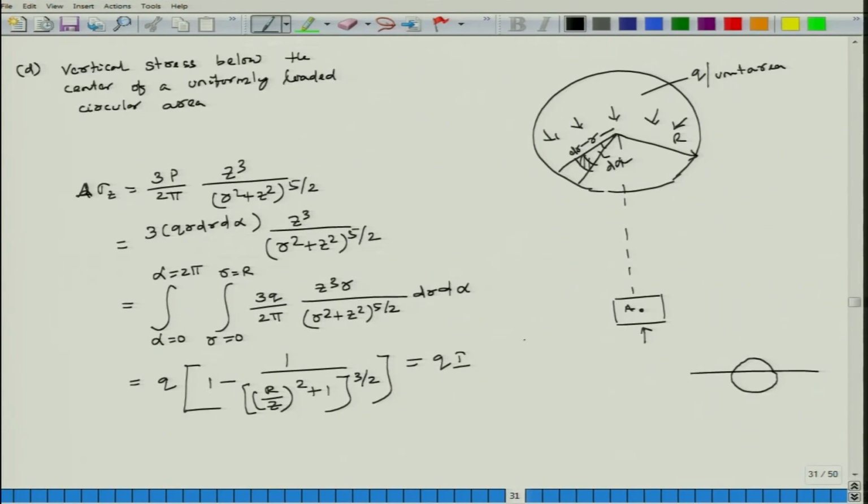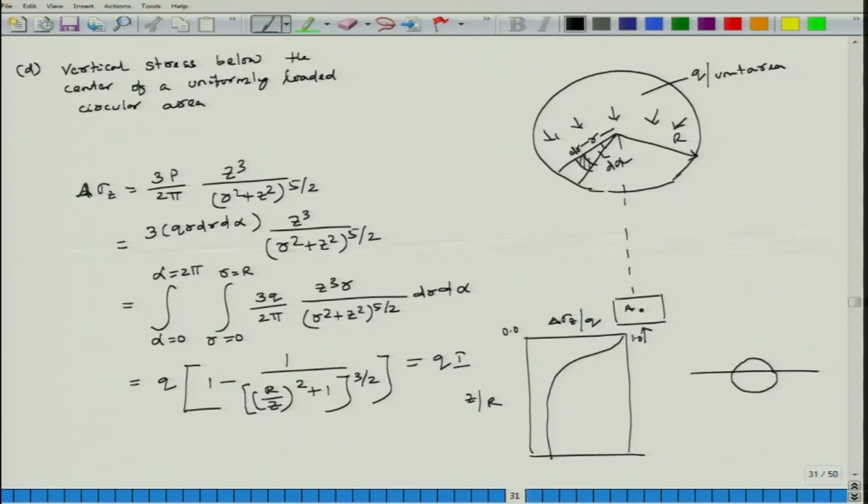So, in graphical form, they have given a chart. This is your z by r and this is your delta sigma z by q. It is varying from 0.0 to 1.0 and this comes out to be in this form. So either you use the chart, you know the load intensity q, you know z by r, z is your distance, r is your radius.